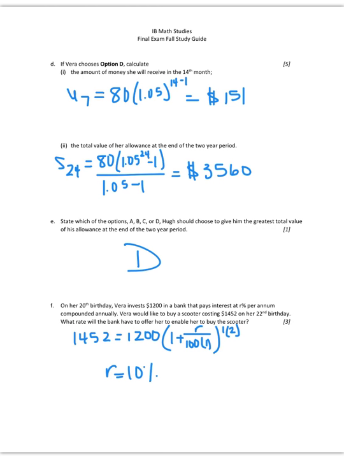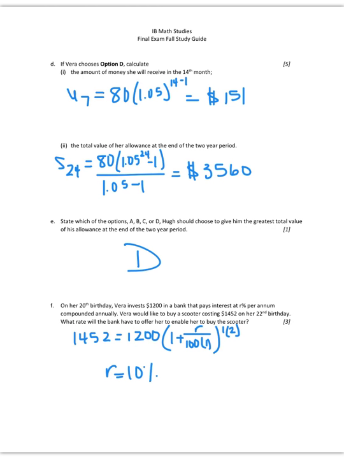And then part F, she wants to invest $1,200 in a bank, and that's compounded annually. And on her 22nd birthday, so 2 years later, she wants to buy a scooter for $1,452. And what interest rate does the bank have to offer her to allow her to buy this scooter? So you know your future value and you know your initial value or your previous value.